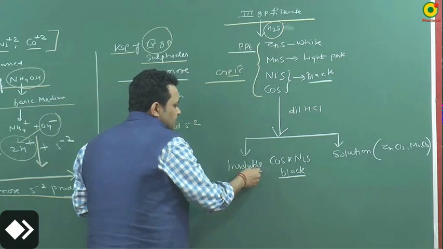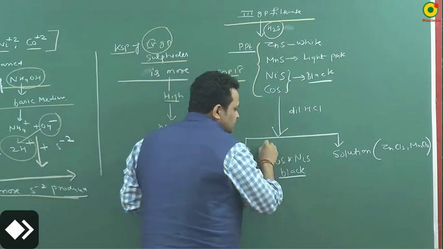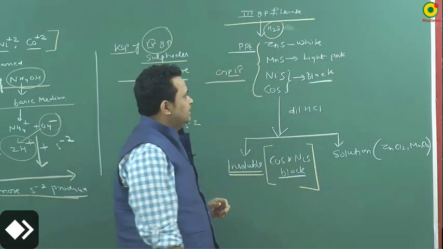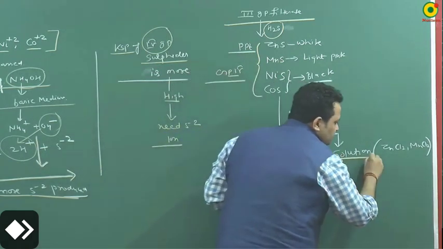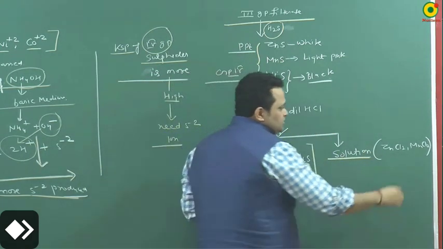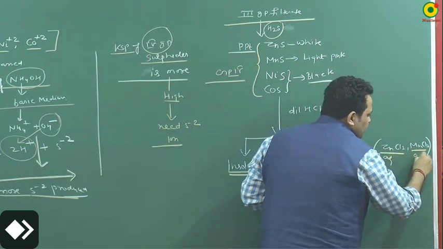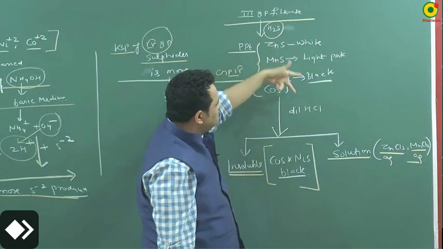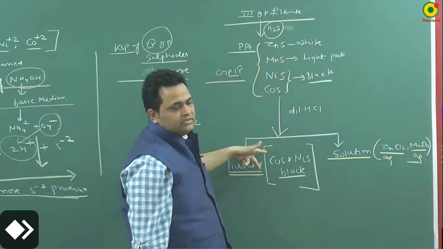If the precipitate is insoluble, it might be either CoS or NiS, both are black. And if the precipitate dissolves in dilute HCl, a solution is formed. That solution may contain ZnCl2 or MnCl2, both are aqueous solutions. So these two will dissolve in dilute HCl, while these two are insoluble in dilute HCl.